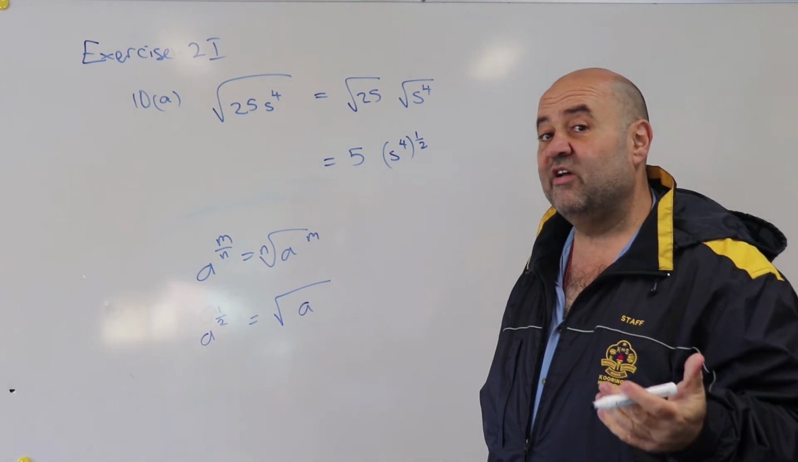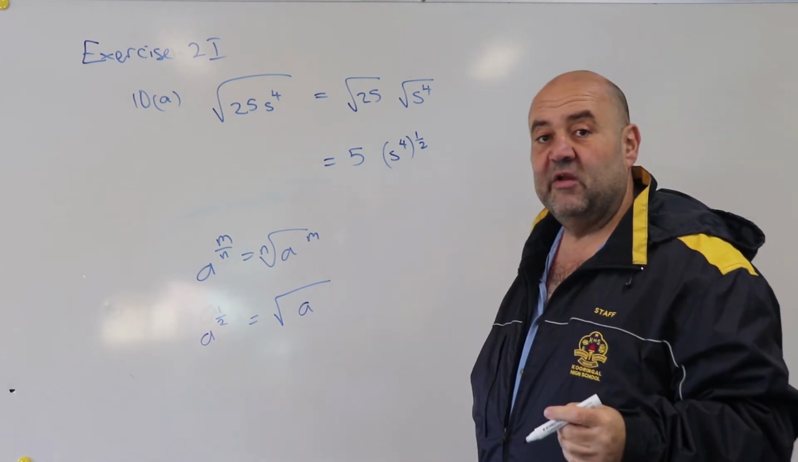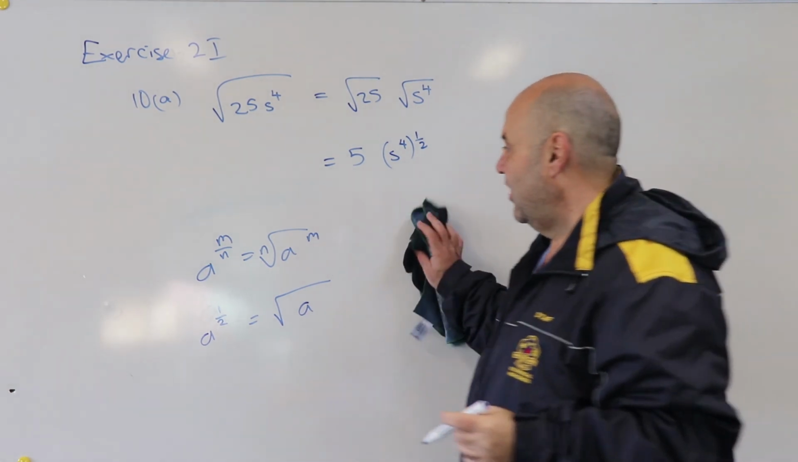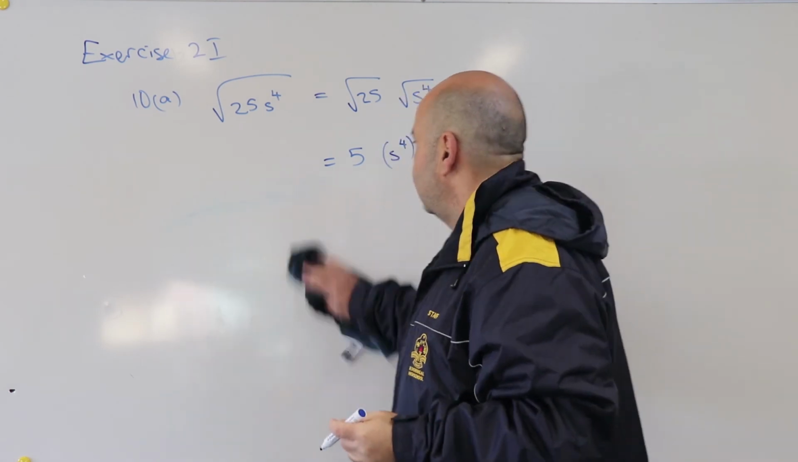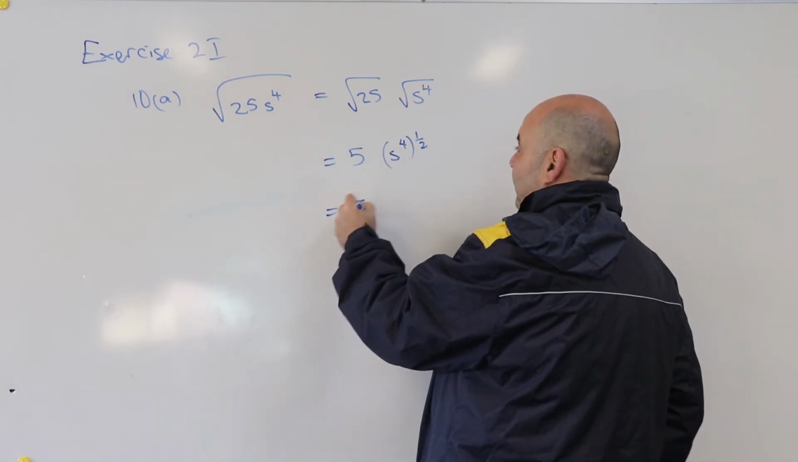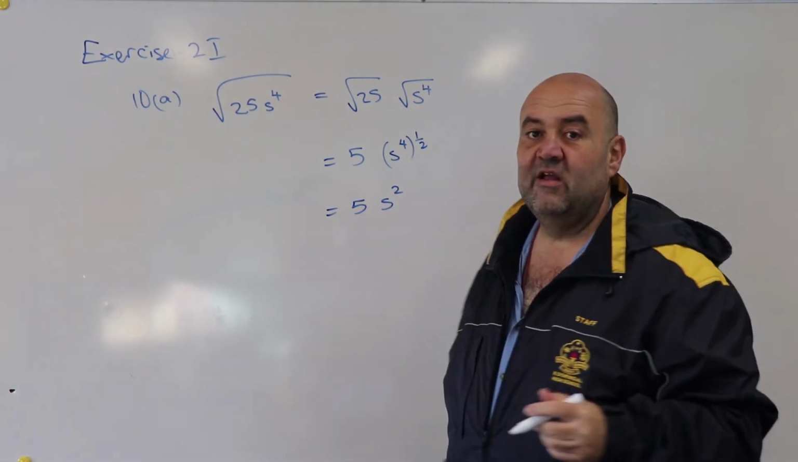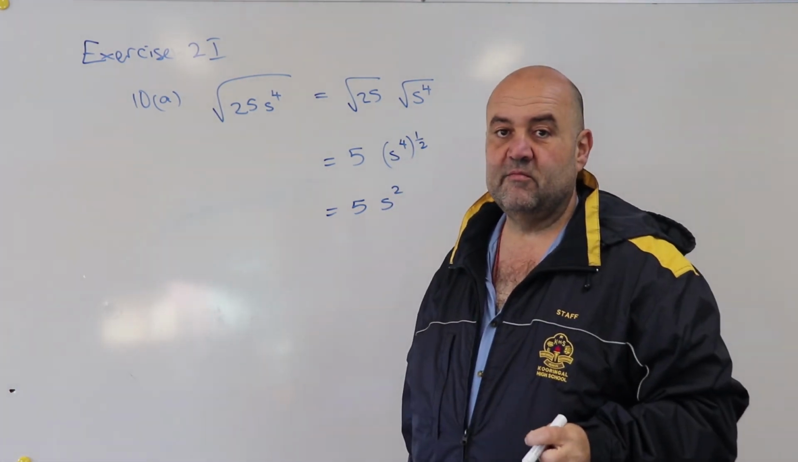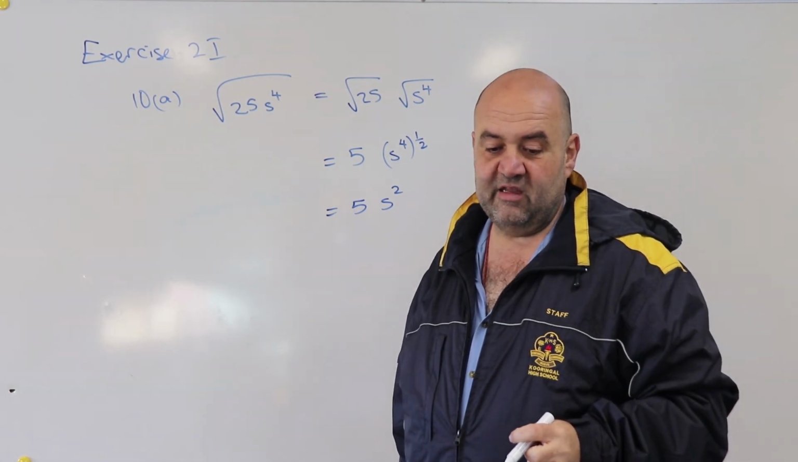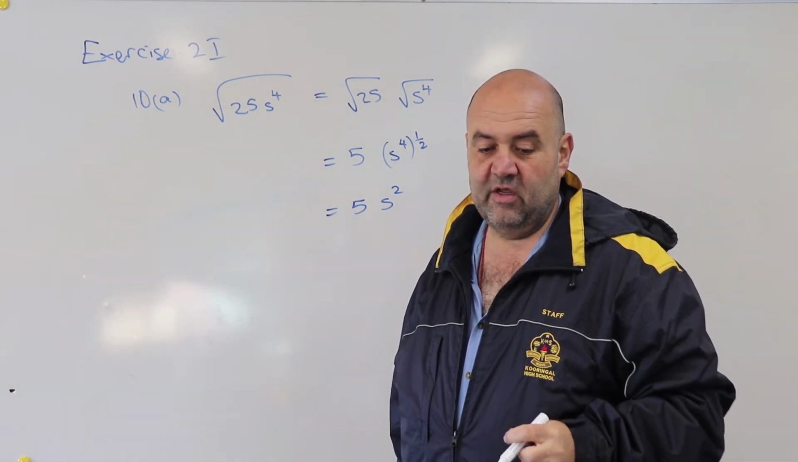Remember what the index law tells you to do when you've got powers around a bracket. You just multiply those powers. So it's 5s, 4 times a half is 2, 5s squared. That's 10a simplified. Okay, now 10k, I think I said was the next one I'd do.